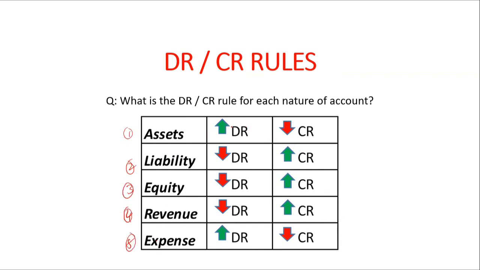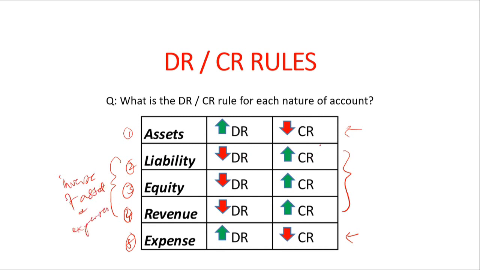You would see that assets and expenses have the same nature, and liability, equity, and revenue have the same nature. So these three categories have the same nature, and then assets and expenses have the same nature. I will just briefly explain: whenever an asset increases, you debit, and whenever an asset decreases, you credit. Whenever a liability decreases, you debit. If a liability increases, you credit. So this is the inverse of asset and expenses.